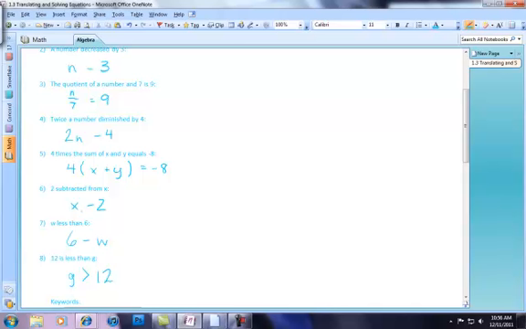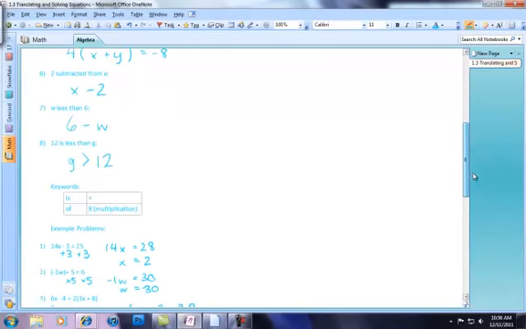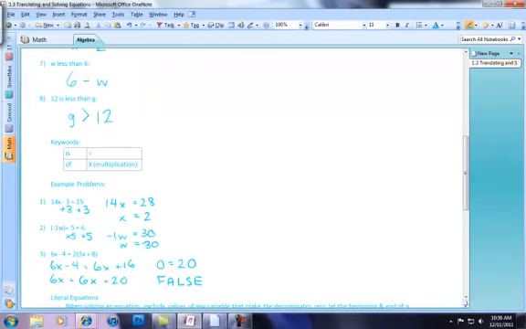2 subtracted from x would be x minus 2. You have to pay attention to the order, since if it was 2 subtracted by x, it would be 2 minus x. W less than 6 would be 6 minus w. 12 is less than g would be g is greater than 12. Keywords to remember: is means equals, of means multiplication.